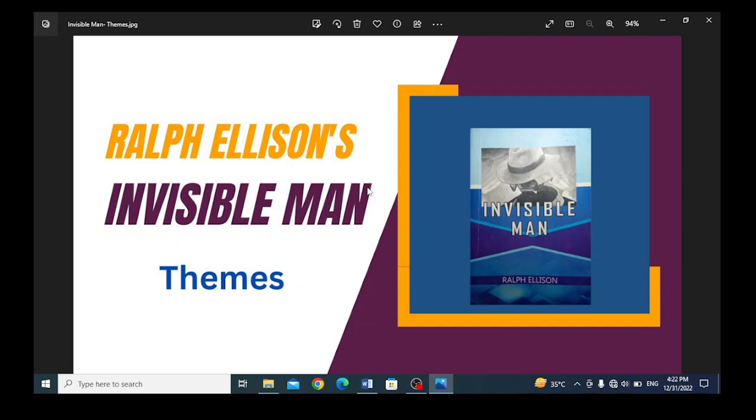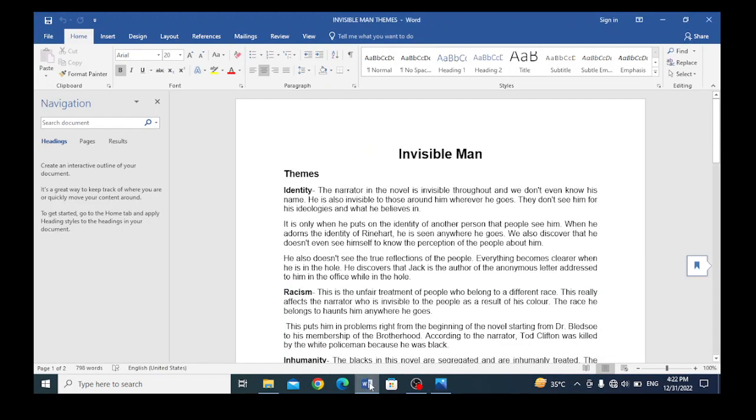Today, I'm discussing the themes of Invisible Man, written by Ralph Ellison. Let's go ahead. These are the themes of Invisible Man, written by Ralph Ellison.